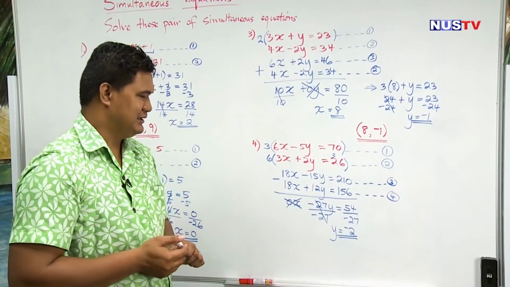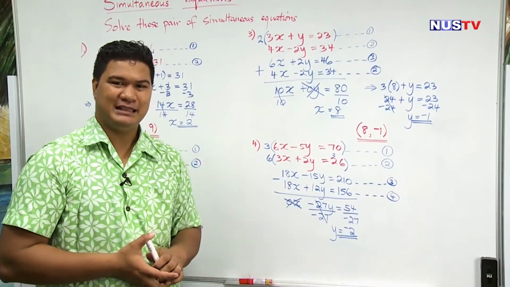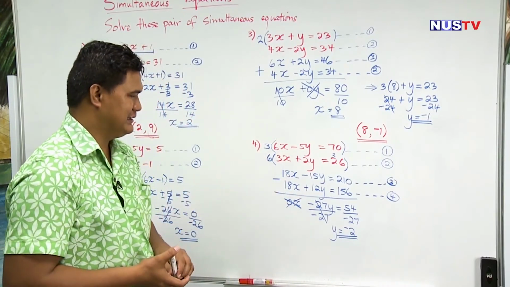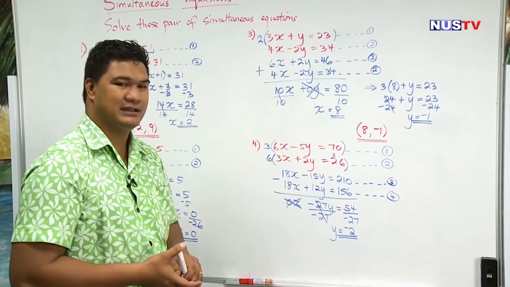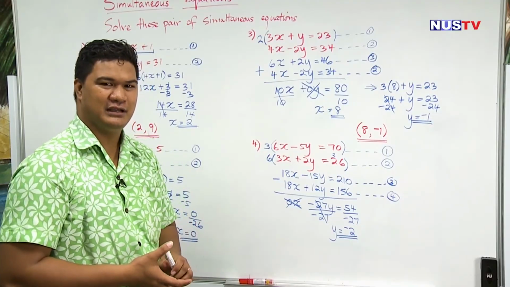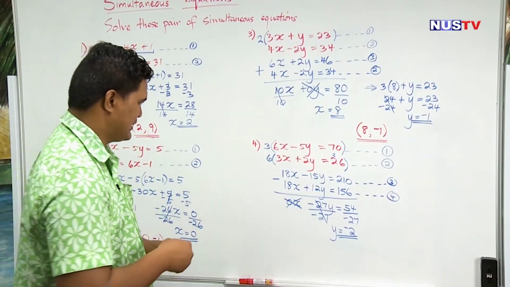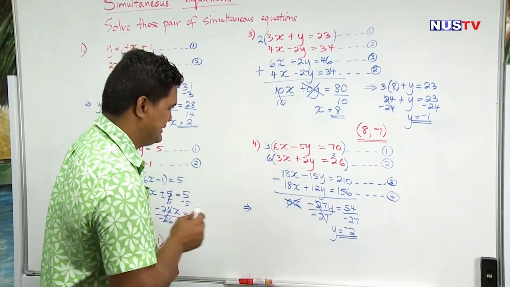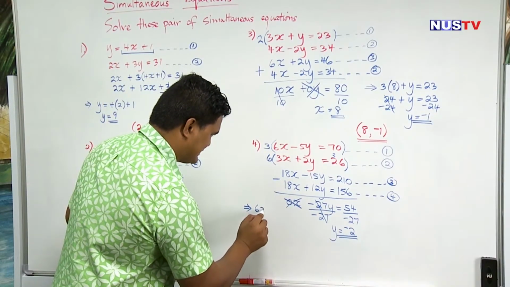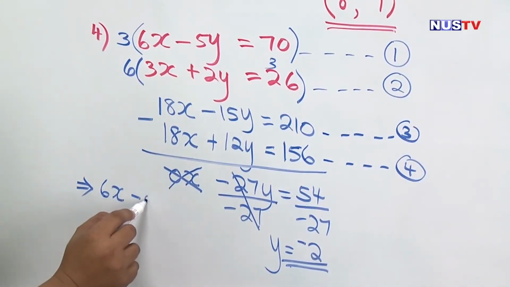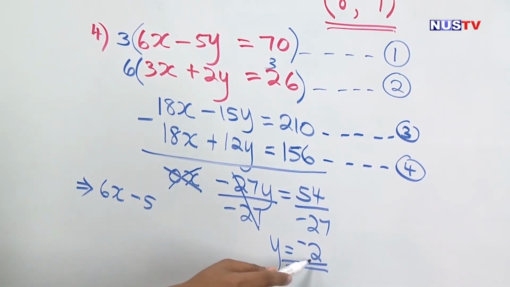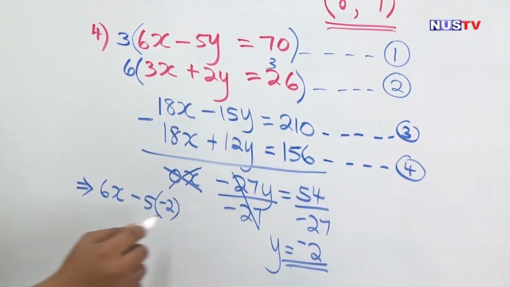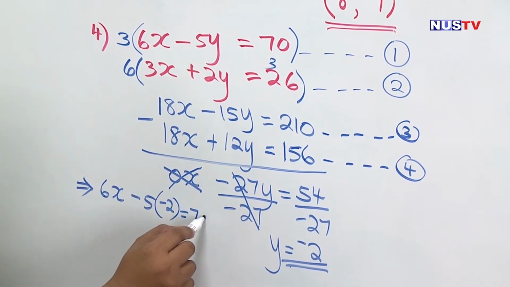Okay, so now we have our value of y. Let's bring that y and substitute it into equation 1 in order for us to get our result for the value of x. So if we are going to use our equation 1 there, that will be 6x and then minus 5 times y. So y here is negative 2. And that is equal to 70.